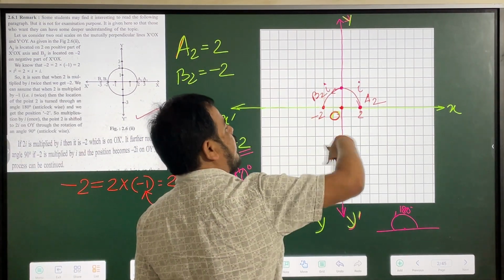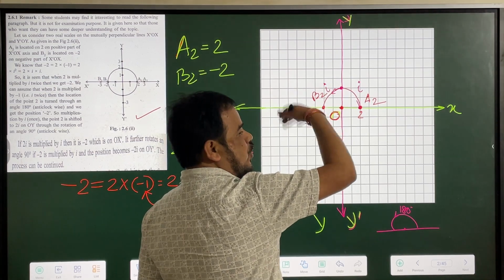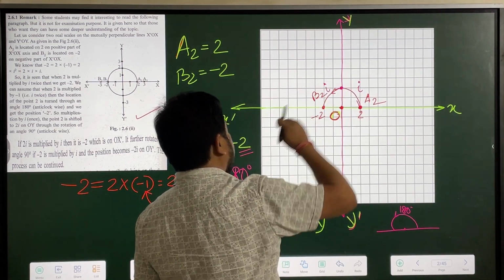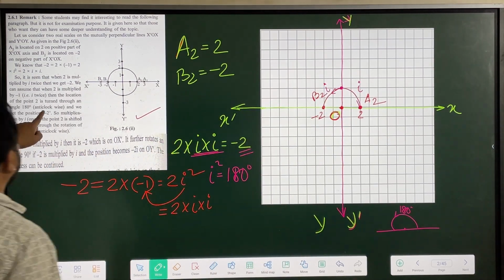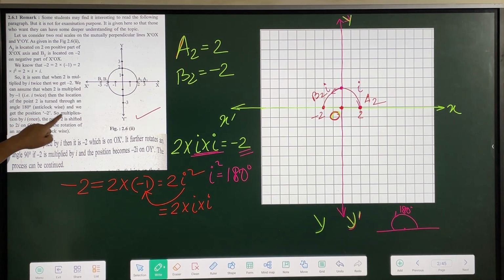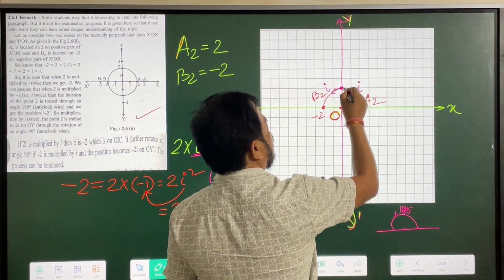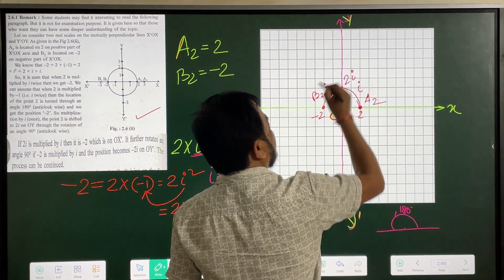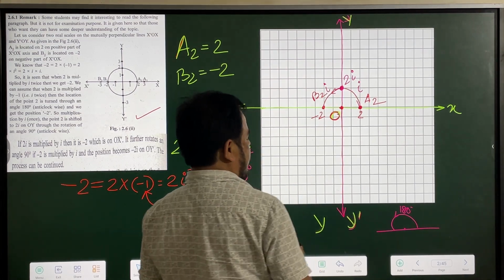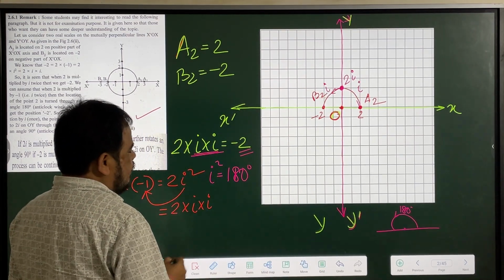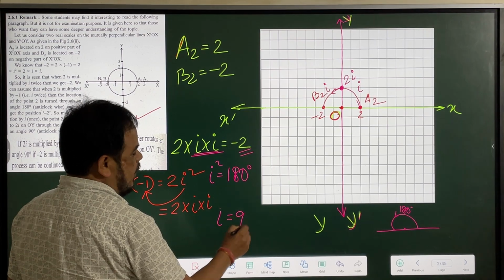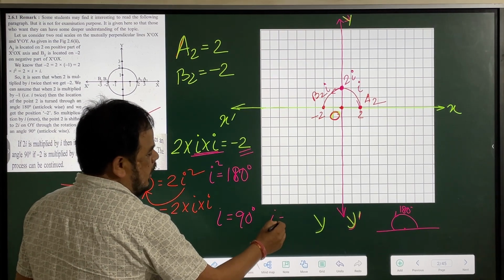A total round, that is a circle, is 360 degrees. So from here to here, half a round, that is 180 degrees, and we get the position -2. So multiplication by i once, the point 2 is shifted to 2i on OY. What is this? 2 into i, 2i. This point is 2i because i means 90 degrees. One more i, 90 degrees.